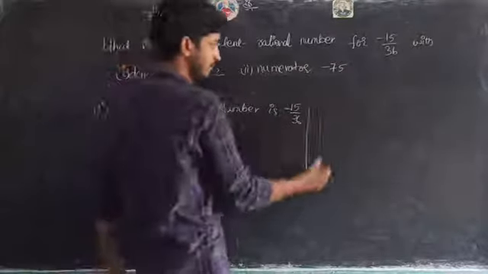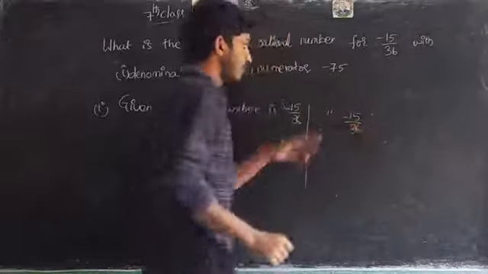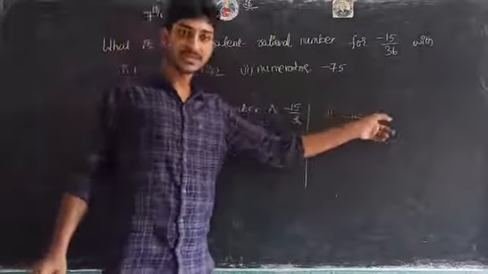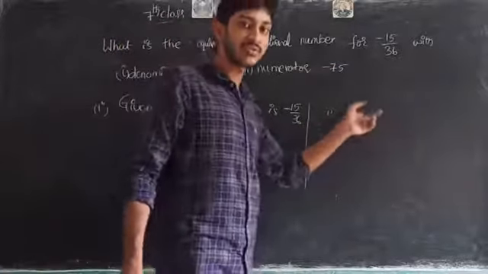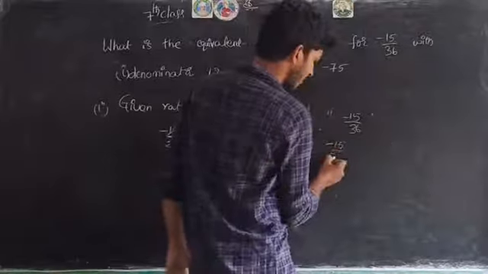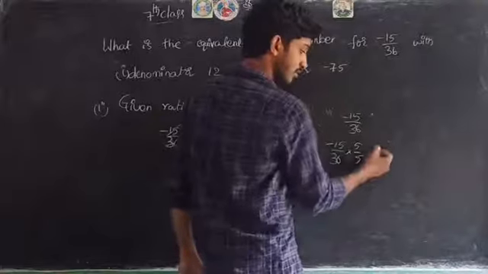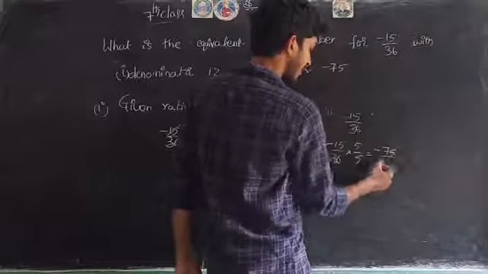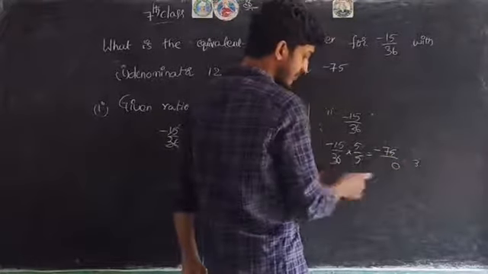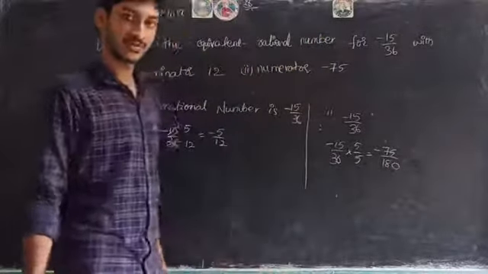See the second one. Minus 15 by 36 we have. Here we have numerator minus 15, so we convert this into minus 75. How can we convert? By simply multiplying with 5. Simply multiply minus 15 by 36 with 5 by 5. Minus 75 by 36 into 5: 5 sixes are 30, carry 3; 5 threes are 15, 15 plus 3 is 18. Minus 75 by 180 is the answer. Okay children.